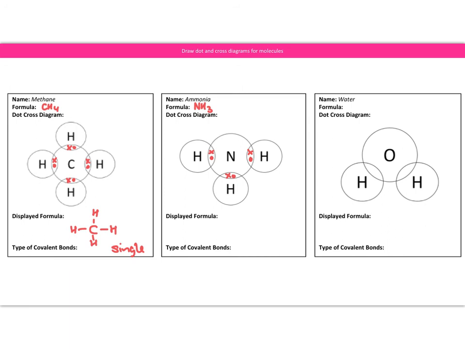Now, nitrogen is in group 5. So let's say the crosses are nitrogen's electrons. I've drawn 3 crosses, but group 5 says I should have 5 electrons, so I should be drawing 5 crosses.